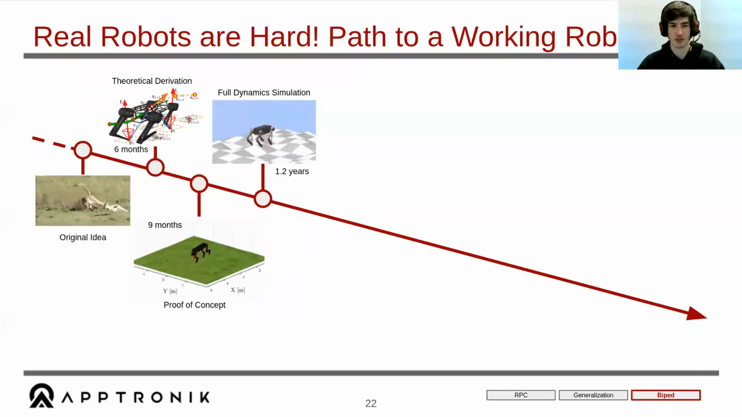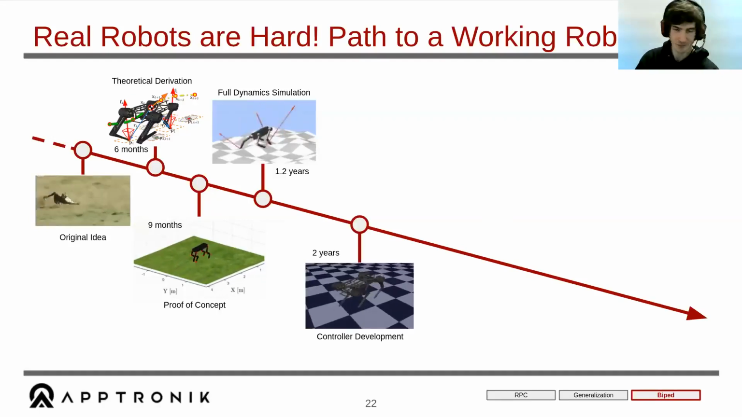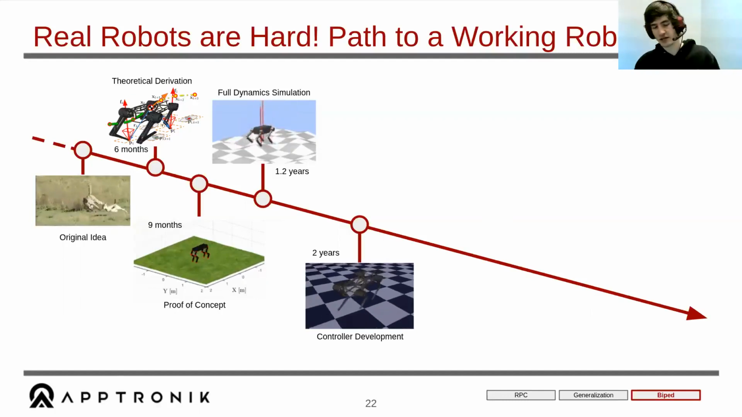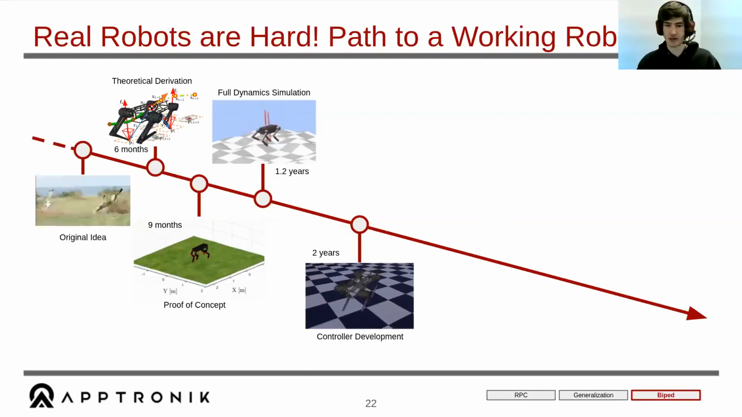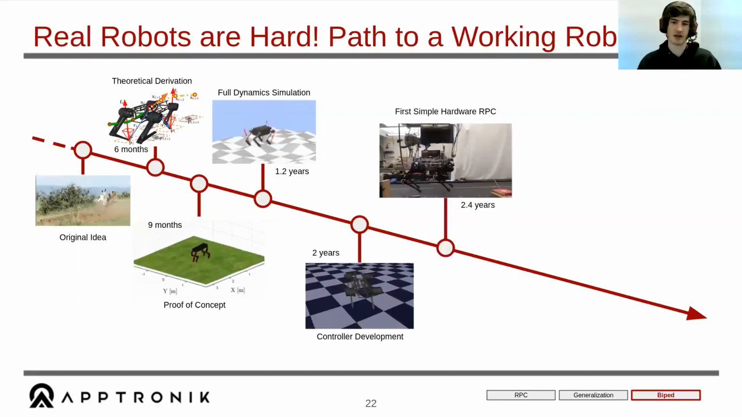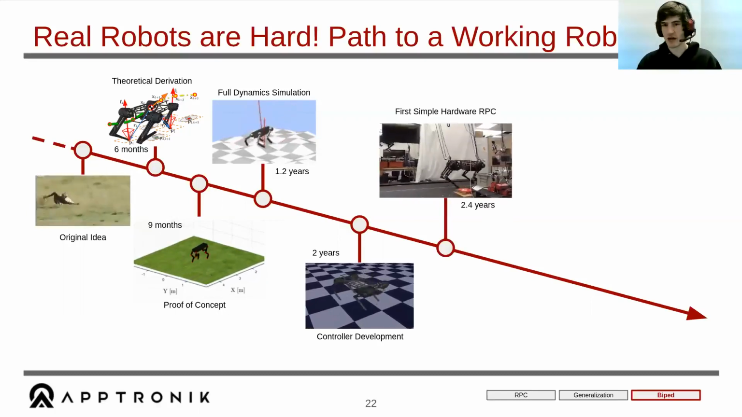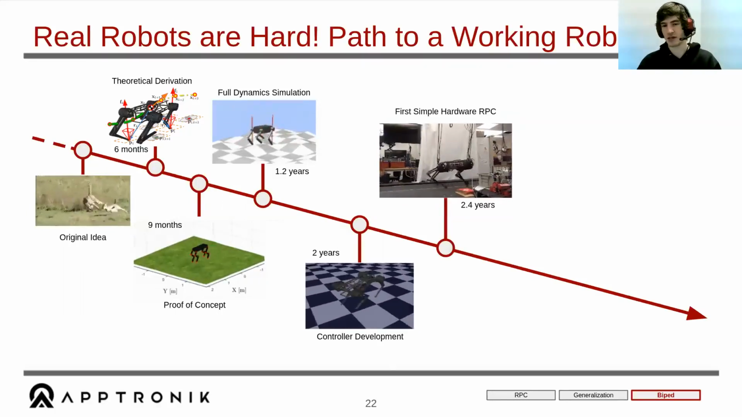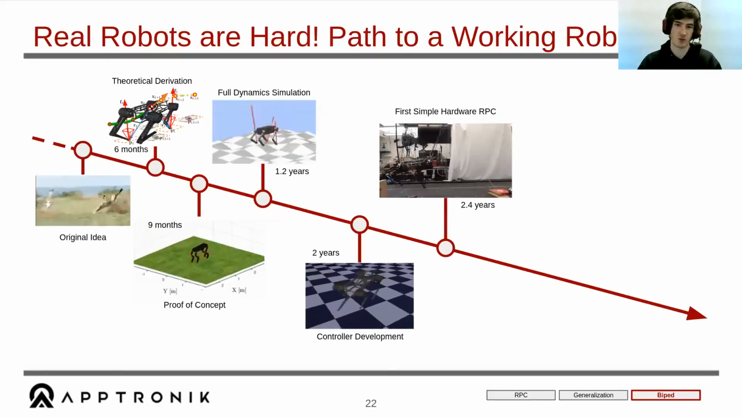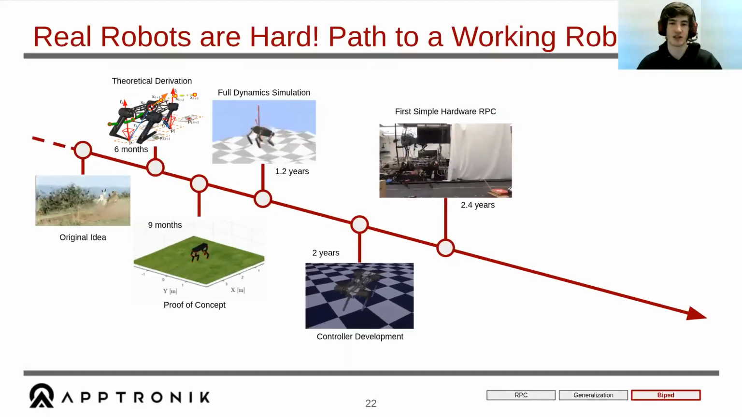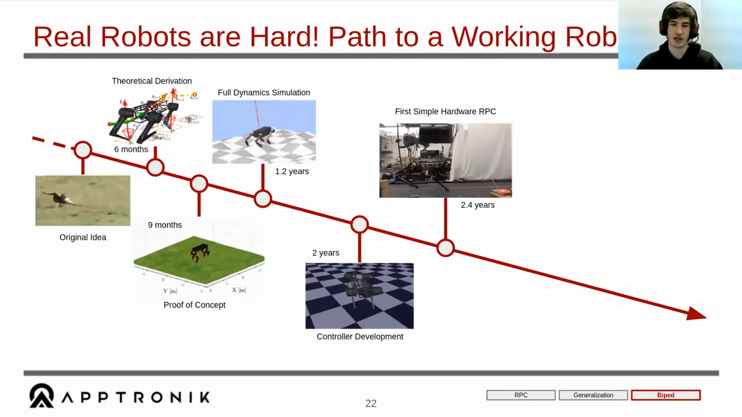I wanted to have it working and be able to see the robot in real life and be able to test how robust it actually was. So I spent about another year developing the controller, finding the edge cases, making it better. And then about 2.5 years in, I was able to get something on Cheetah 3, which was the predecessor to Mini Cheetah, kind of the larger version.